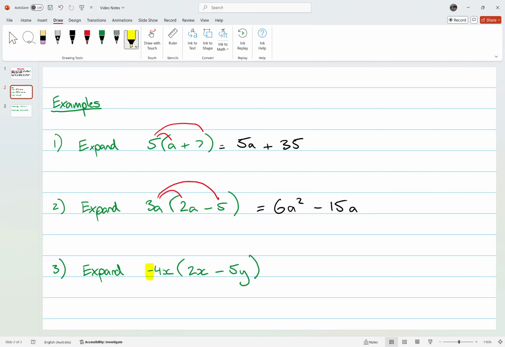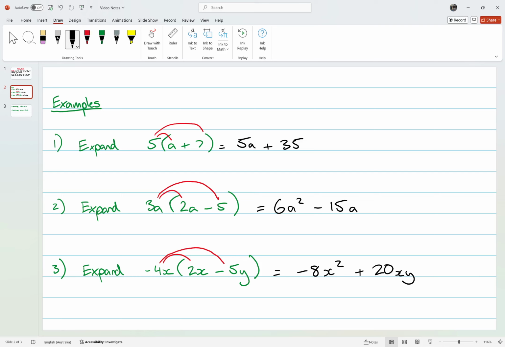Looking at this third one, note that in front of here we actually have a negative this time. So when we're doing our multiplications, we need to multiply by negative 4. So let's put that back. Negative 4 times 2 equals negative 8, and then we have our 2 x's, so x squared. And then when I do negative 4 times negative 5, take note that they are both negatives. And as we know, when we're multiplying two negatives together, we should be getting a positive. So negative 4 times negative 5 equals positive 20. And then we have an x and a y, so just writing those together as well.